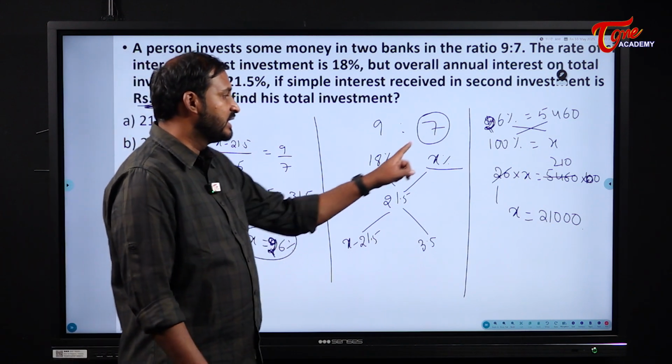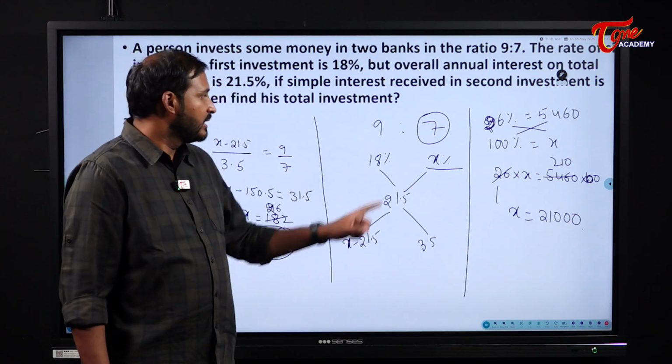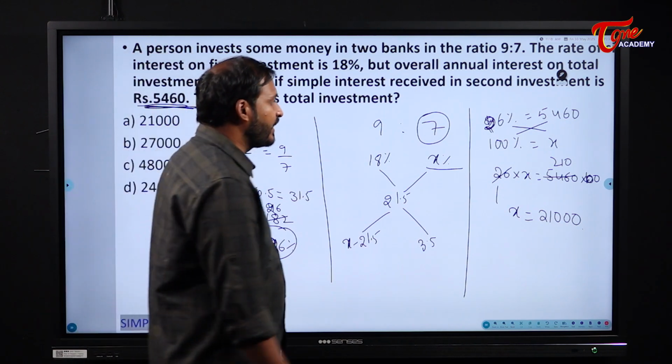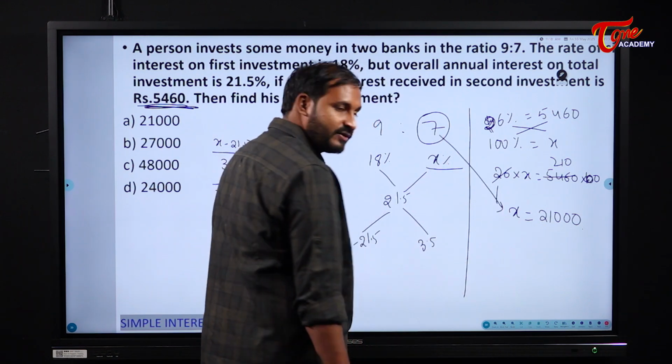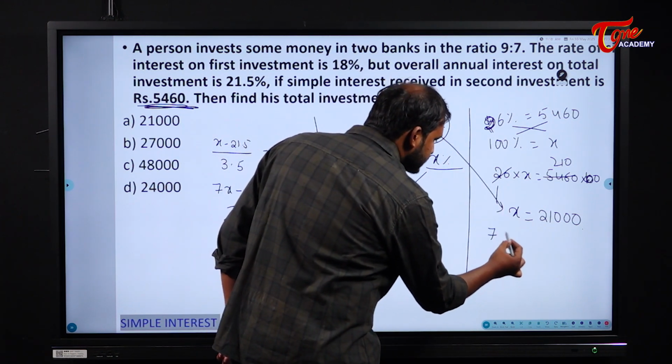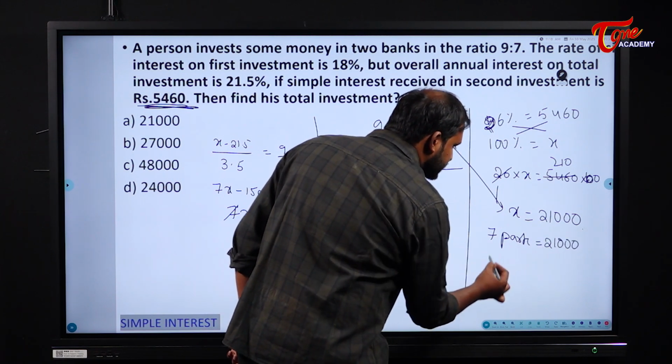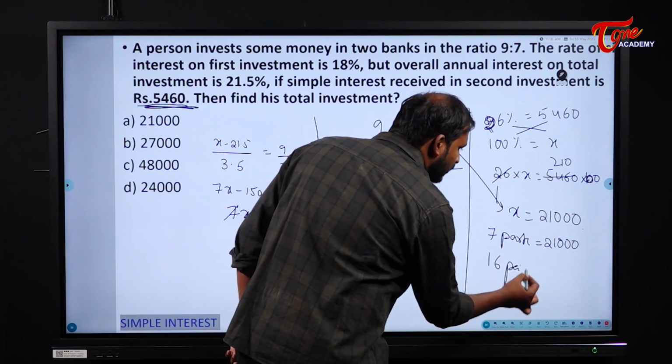Please see here, students. 7 parts is 21,000. But his total investment is how much? His total investment is 16 parts. So 7 parts is 21,000, and his total investment is 16 parts. 16 parts will become how much, students?